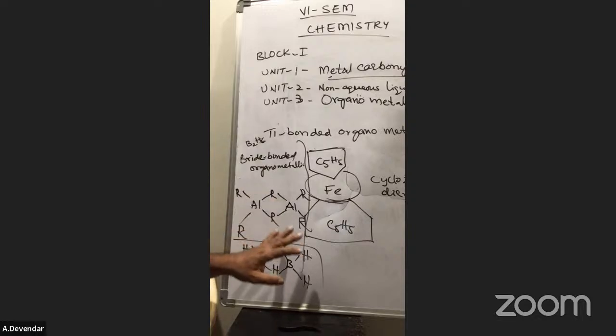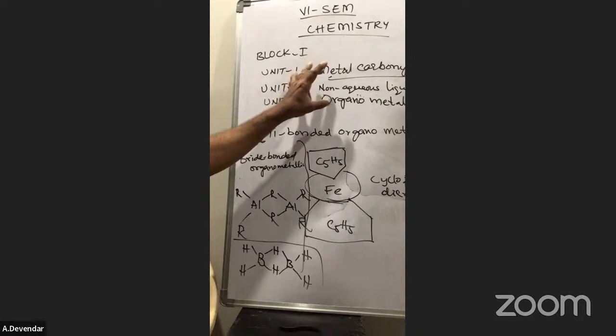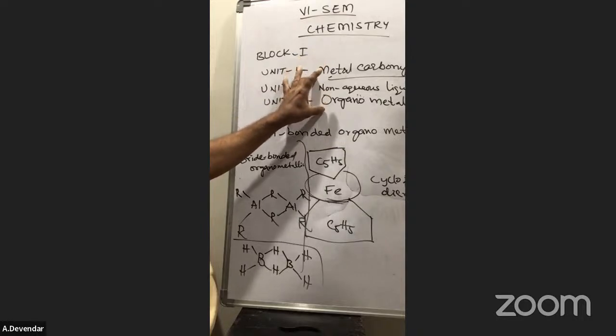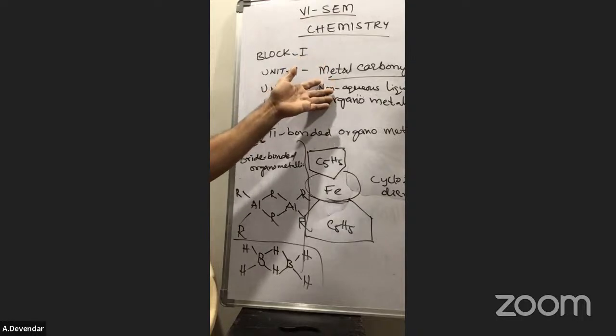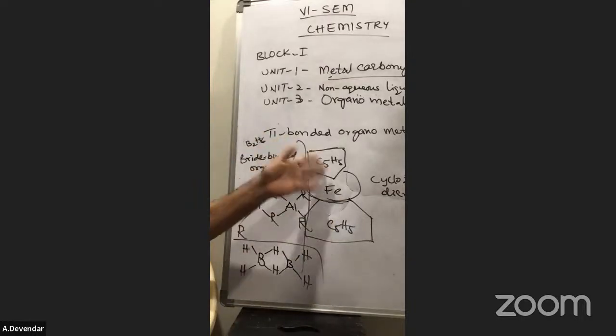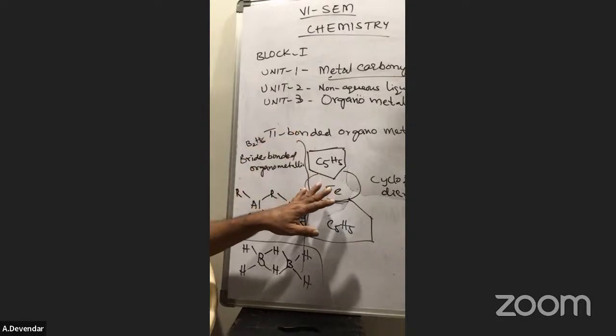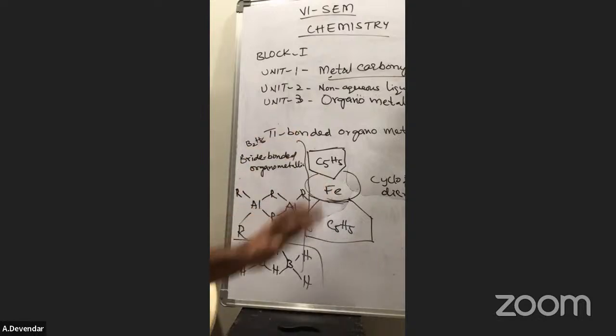The examiner can choose any one block for the question. If the examiner puts more importance on inorganic, they will take the 20 marks question from inorganic only. If the examiner is stressing organic, they will take organic compounds, the 20 marks from Block 2.